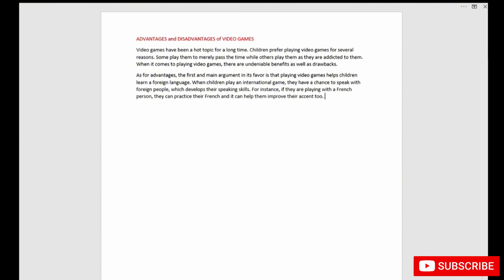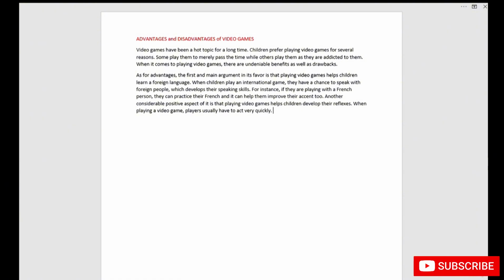So after I gave my specific example, I continue to talk about another advantage, and I continue by saying another considerable positive aspect of it is that playing video games helps children develop their reflexes. And then I'm going to give an example or further explain the situation to support my argument. And I say, when playing a video game, players usually have to act very quickly.